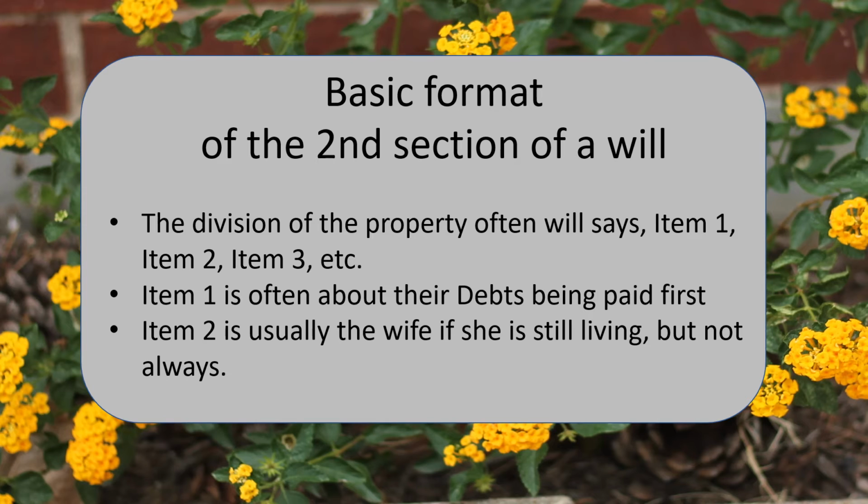In the second section, you will find the names of the people that are listed and the relationship to the person writing the will. So this is an important section. The division of the property often will say item 1, item 2, item 3, etc. Item 1 is often about the debts being paid first. Item 2 is usually the wife if she is still living, but that's not always the case.